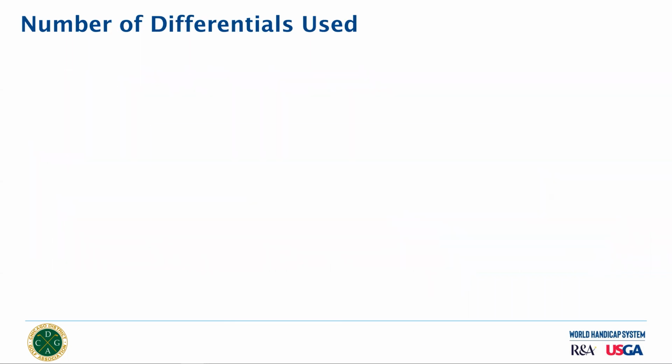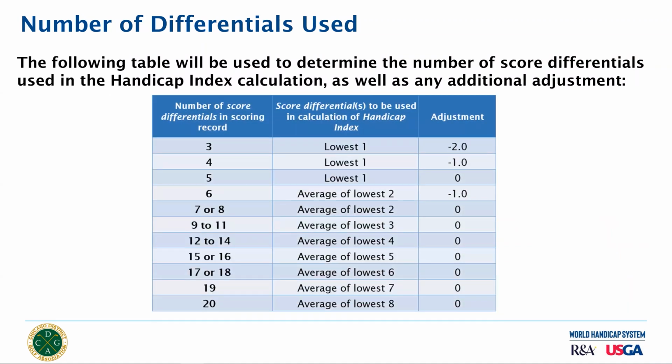The number of differentials to be used. This chart breaks it down from 3 18-hole scores, which is the minimum, all the way to 20. You will see when you get to 20, it is 8 of 20, where it used to be 10 of 20.